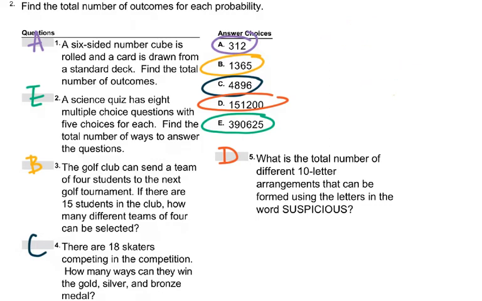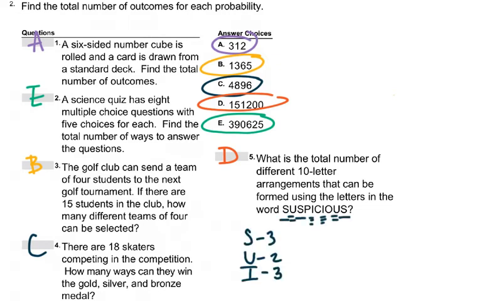Alright, and then number 5, what is the total number of different 10-letter arrangements that can be formed using the letters in the word suspicious? So this is that one I really hate, which is why I made it a matching so that you should have been able to get 1 through 4, and then if you weren't sure on number 5, you could pick the remaining answer. But I'm going to show you how to do it. I just hate these problems, and I hate explaining them because they make sense in my head, and I'm not really sure how to get you to understand them. But I'll try my best.